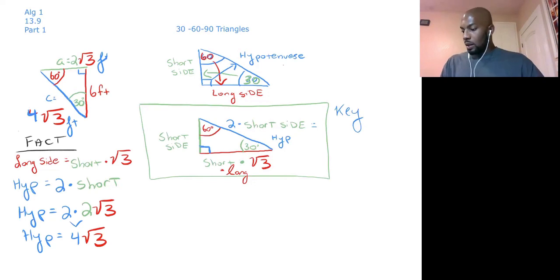And that's it. My short side is 2 rad 3. My long side is 6 feet. And my hypotenuse is 4 rad 3.